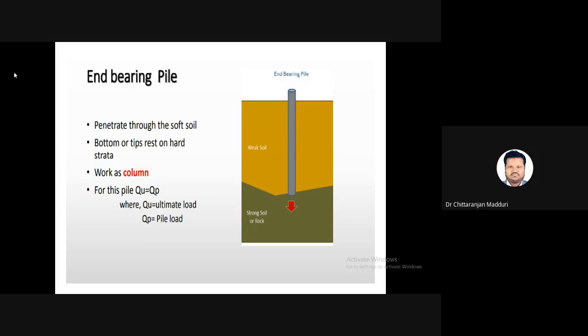In soft soils, there is no friction between the soil and pile. So the second component, the friction component, is absent. So the pile transfers the load only through its bottom tip. So the bottom tips rest on hard strata. So the ultimate load carrying capacity is equal to the load resisted by the bottom of the pile, only the bottom of the pile.